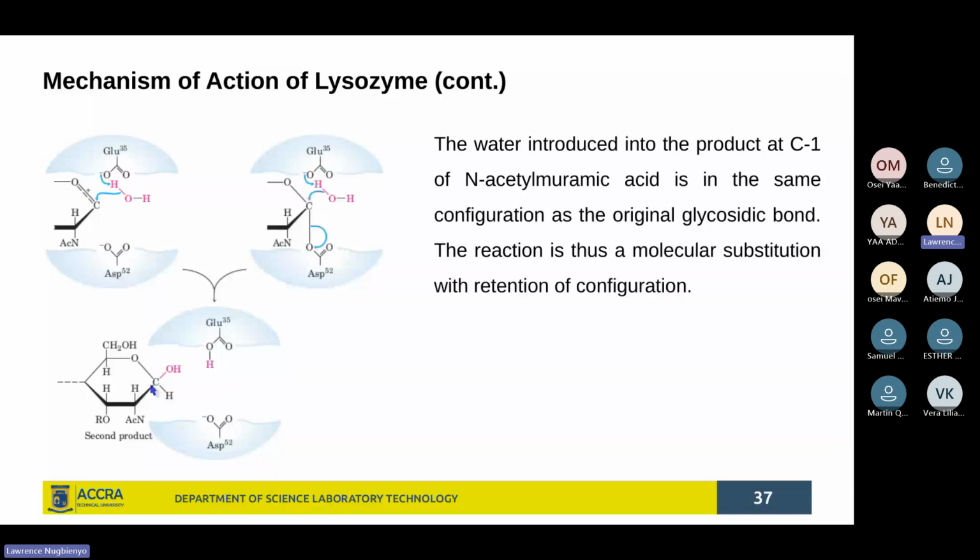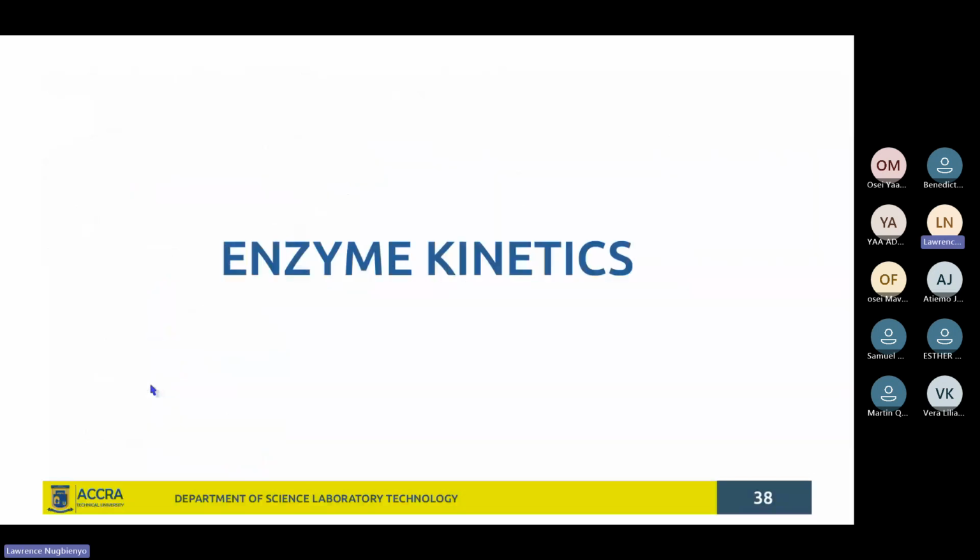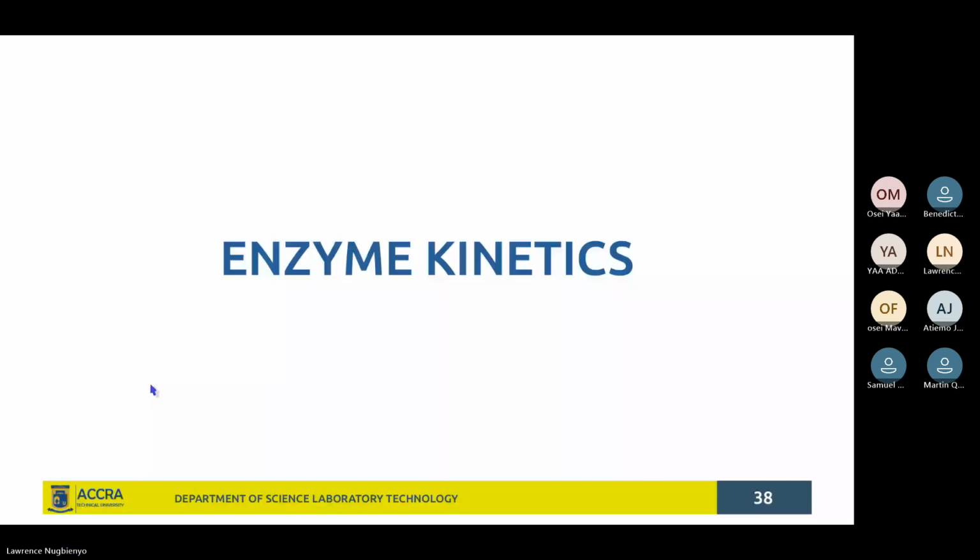So that should bring us to the end of looking at examples of the mechanism of action of enzymes, which is in the form of acid-base catalysis. Right. So now we look briefly at enzyme kinetics, and then we look at some applications of enzyme kinetics in enzyme inhibition. Okay, so what is enzyme kinetics about?